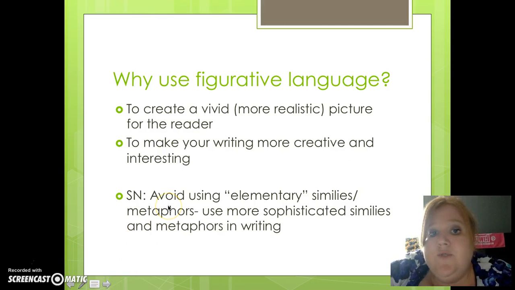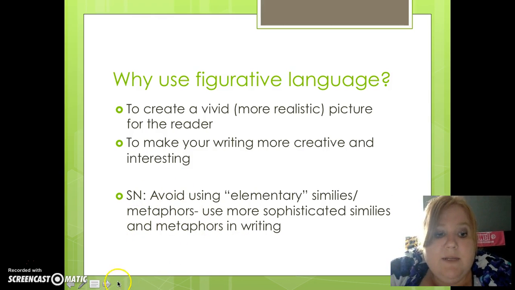So why use figurative language? We need to create a vivid, more realistic picture for the reader, or to make your writing more creative and interesting. Side note, avoid using elementary similes or metaphors. Use more sophisticated similes and metaphors in writing. We don't just want to say her love was like a red rose, something that was overused. We need to come up with our own original similes to be able to get the reader's attention and to have them see a picture in their mind.